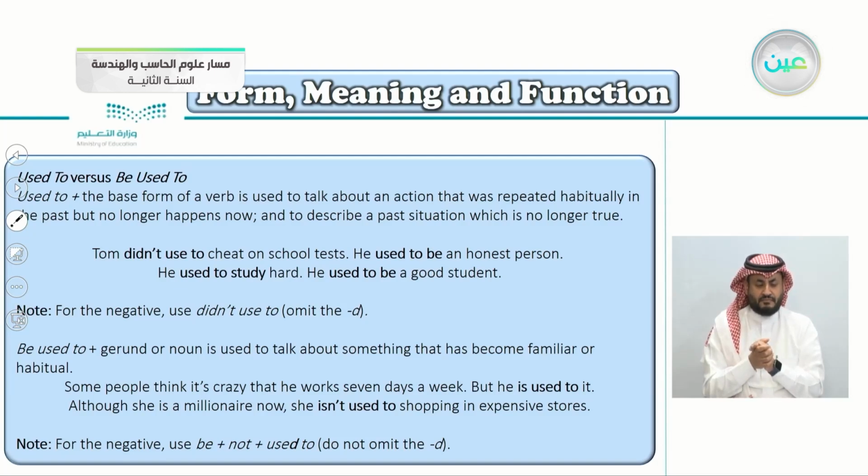Although she is a millionaire now, she isn't used to shopping in expensive stores. So we're talking about something in the present. Be used to plus the gerund or noun. We're talking about something in the present, unlike used to plus the base form, where we're talking about something in the past.